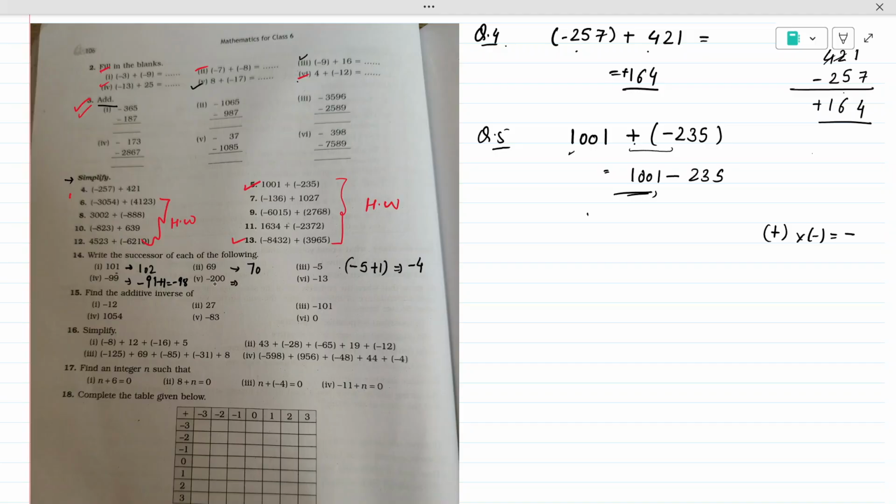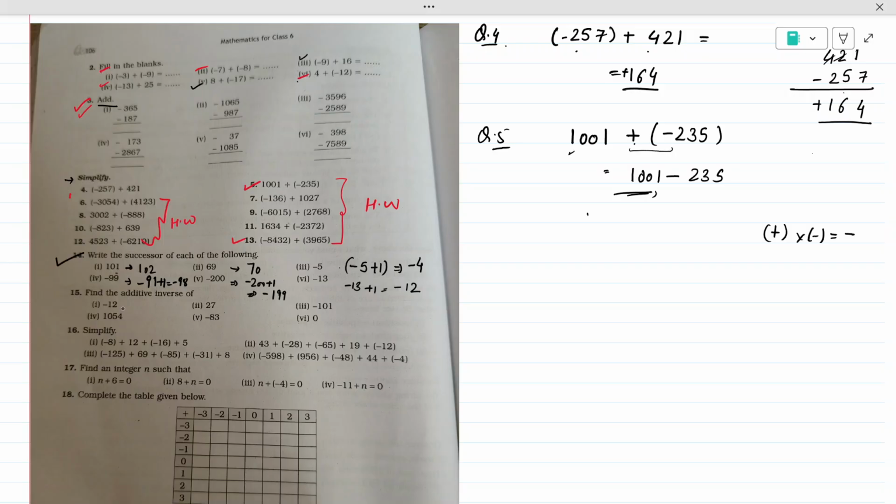And here, minus 200 plus 1, when we add it, we will get minus 199. So if you see, we are moving to the successor, the next number, in the right direction. Next, the last one is minus 13. To it we are adding 1, we will get minus 12. This is how we have to find the successors.